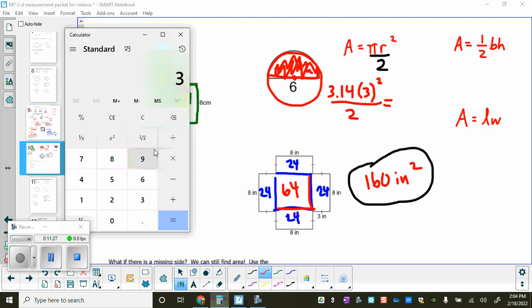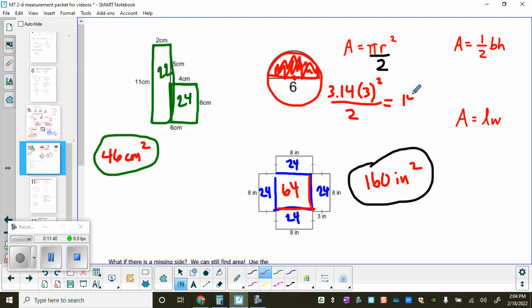All right, so 3 squared is 9. Now times 3.14. Cool. So the whole area of the whole circle would be 28.26. Now I'm just going to cut that in half because it's half the circle, so we get 14.13. We are done with that.